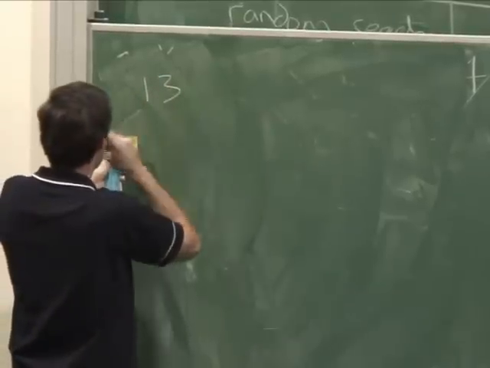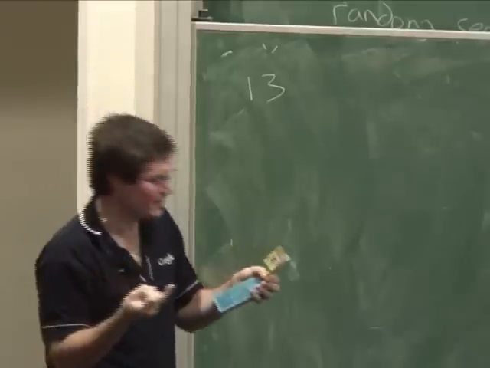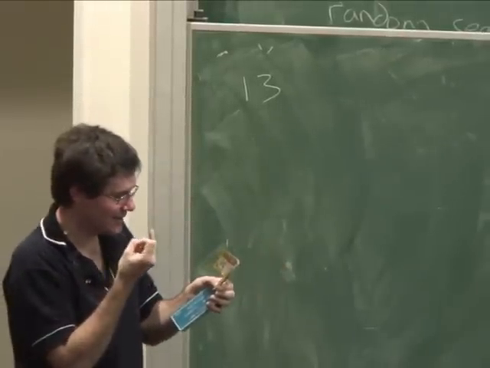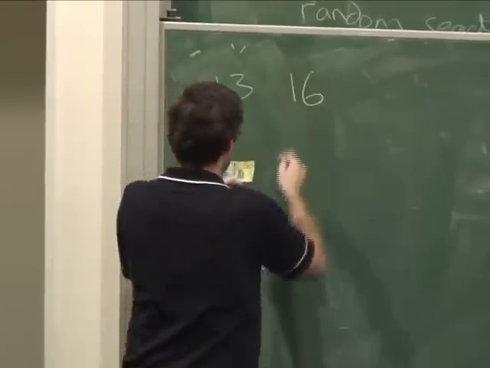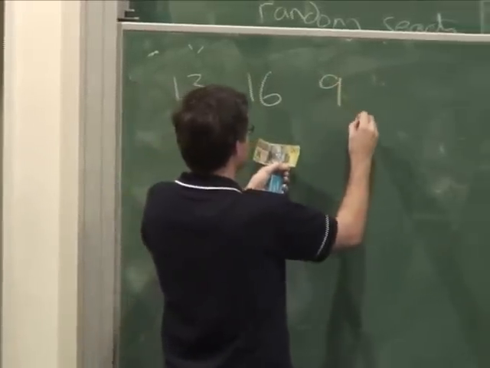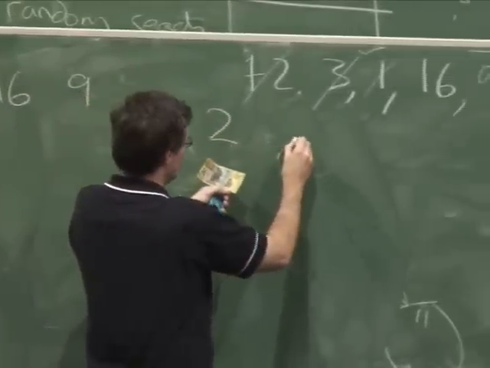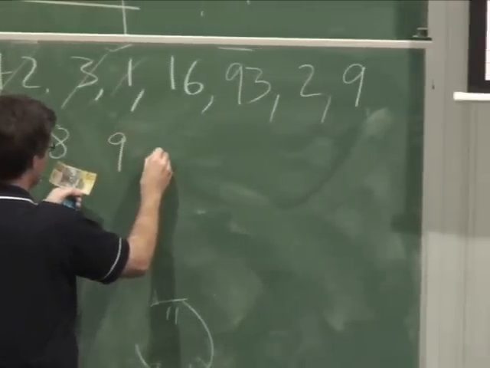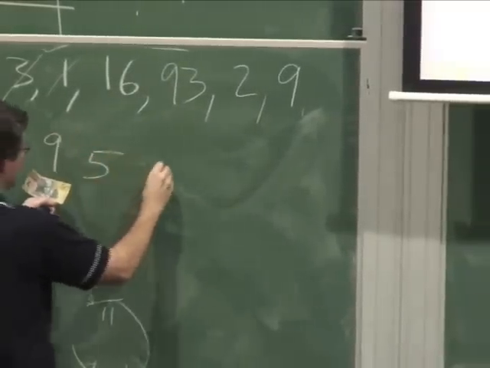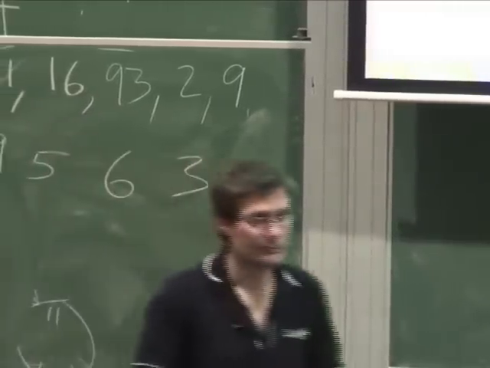So, 13. It's a D. I'm trying to convert it to numbers. E, D, 13, E, F, G, 3 under 13, 16, 9, 8, 2, 8, 9, 5, 6, 3. Thank you very much.